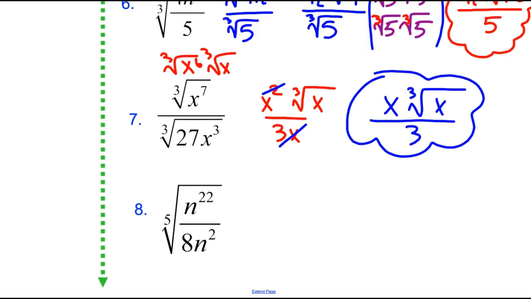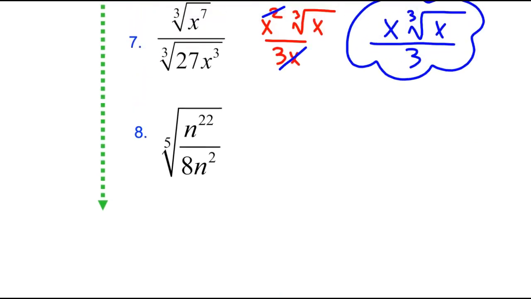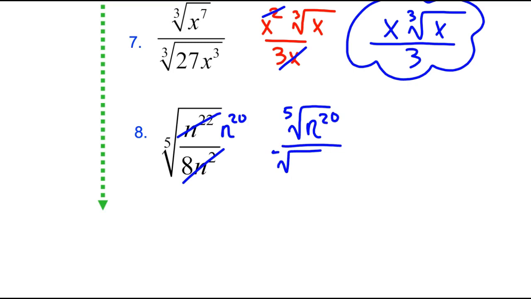So I might as well just finish it up here. This one is a little bit of a different one too because you can simplify before you do anything inside the radical. So n squared cancels with n to the 22nd, leaving n to the 20th. And then it's a 5th root of n to the 20th, so that ends up being perfect. And in the bottom you get the 5th root of 8, which is just kind of an annoyingly big number to multiply by itself, or multiply by it 5 times. But that's how you'd go with that.